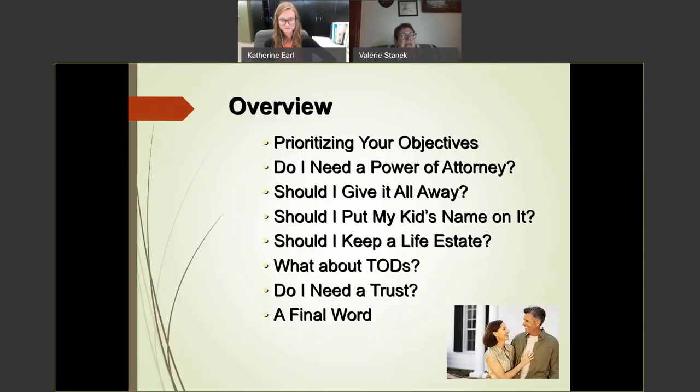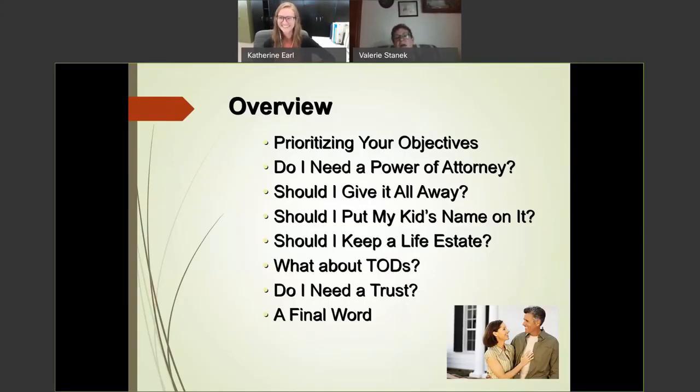What about transfer on death accounts? What are they? And what are the pros and cons of a transfer on death account? And again, I'll define that and give you some more information about that in a minute. Then we're going to touch on trusts. I'm not going to go too deeply into trusts because I'm afraid that I might put you to sleep.